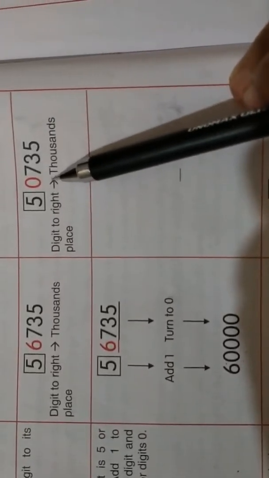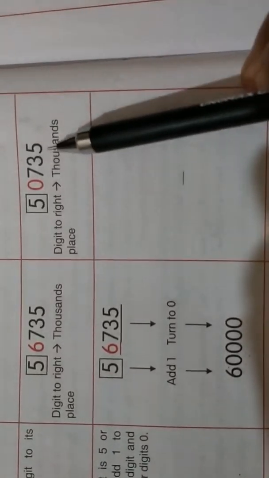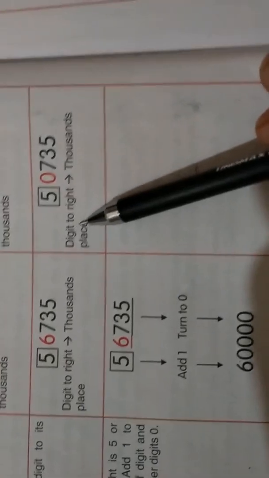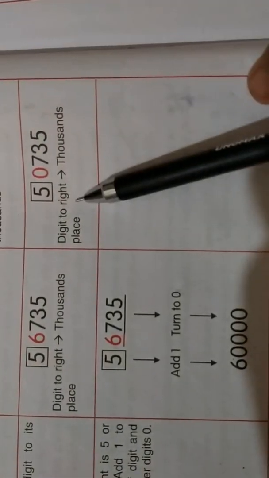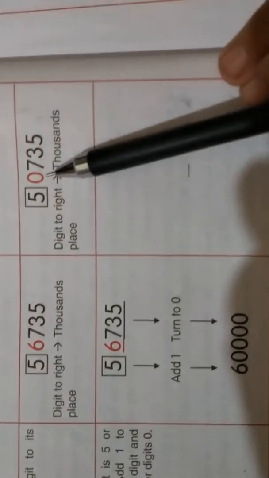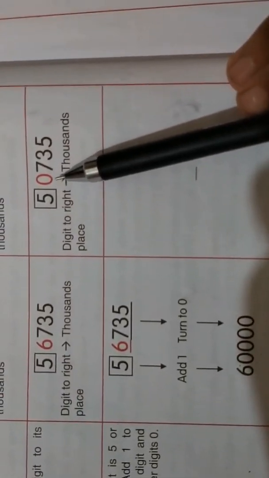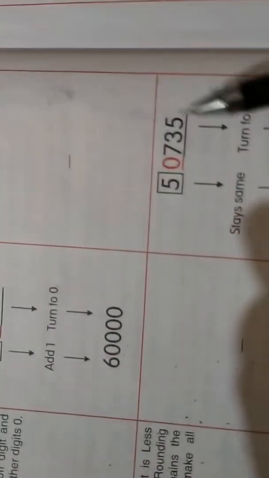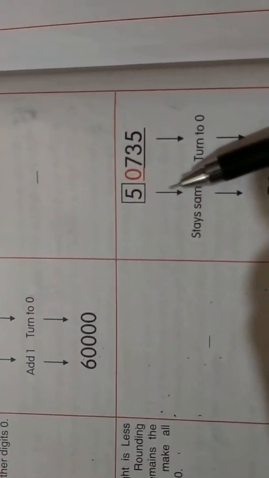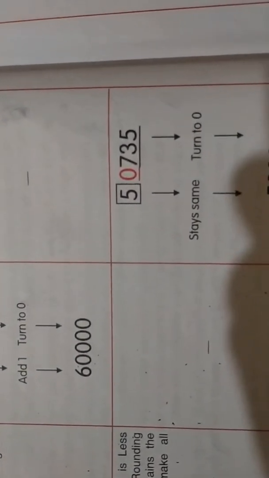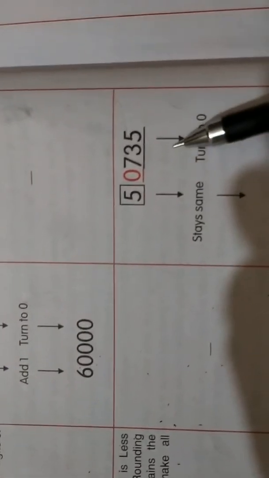Okay, and then when 15,735 is there, the digit to the right, in the 1000 place, is 0. So 0 is less than 5. So we have to keep it the same as it is. So 15,000 stays the same and the other numbers are 0. So the answer is 15,000. Like that you have to see in the video.